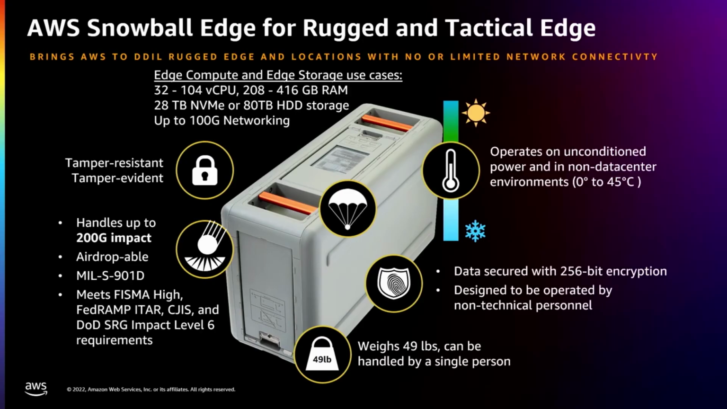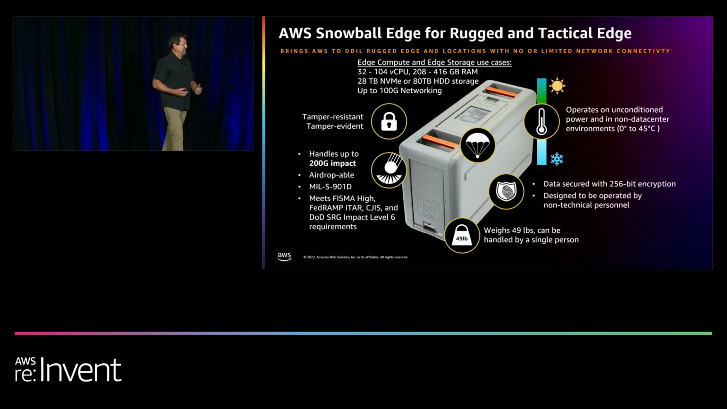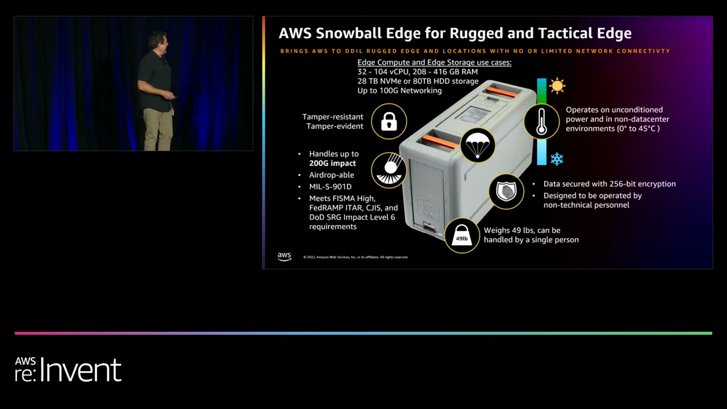I mentioned the tamper resistant and tamper evident. As you can see from the picture of the device, it's designed to be rugged. It handles up to 200 Gs of impact. These things are air-droppable. They're used in defense use cases. We've gone through a number of different tests. You can find some fun videos of us online exploding the device, or subjecting it to explosions, and it withstanding those impacts.